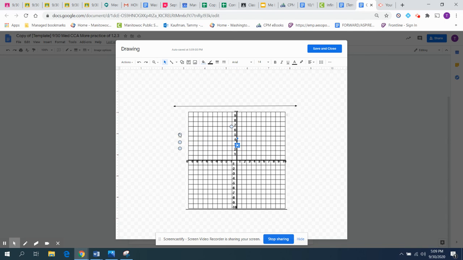And then I believe it was 1 and negative 1. And then I believe the next one was 2 and negative 5, I think, because I'm going down 4, and then 4 and 4. Okay, so I should have a graph that looks like that.